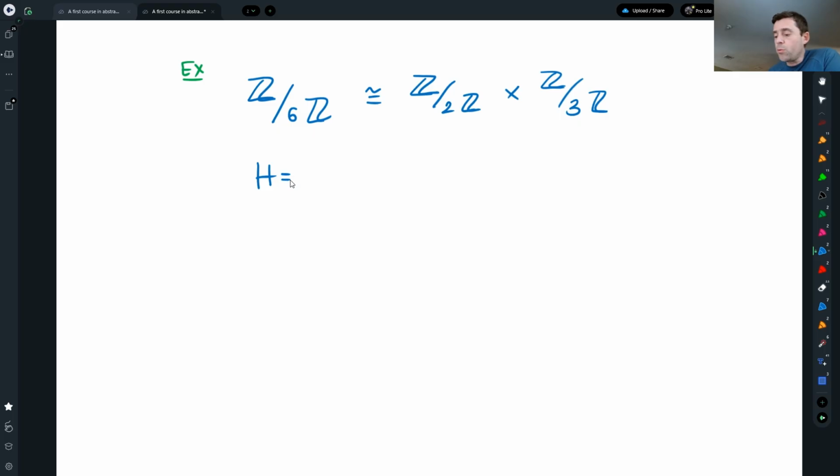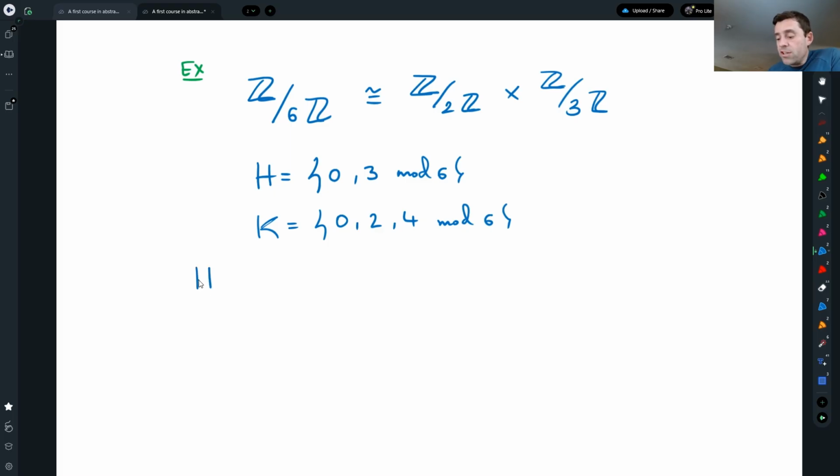I'm looking for a subgroup of order 2. There is, in fact, only one subgroup of order 2 in Z modulo 6. That's H equals 0 and 3 modulo 6. That has order 2. K is the subgroup of order 3 inside Z modulo 6. There is only one: 0, 2, 4 modulo 6.